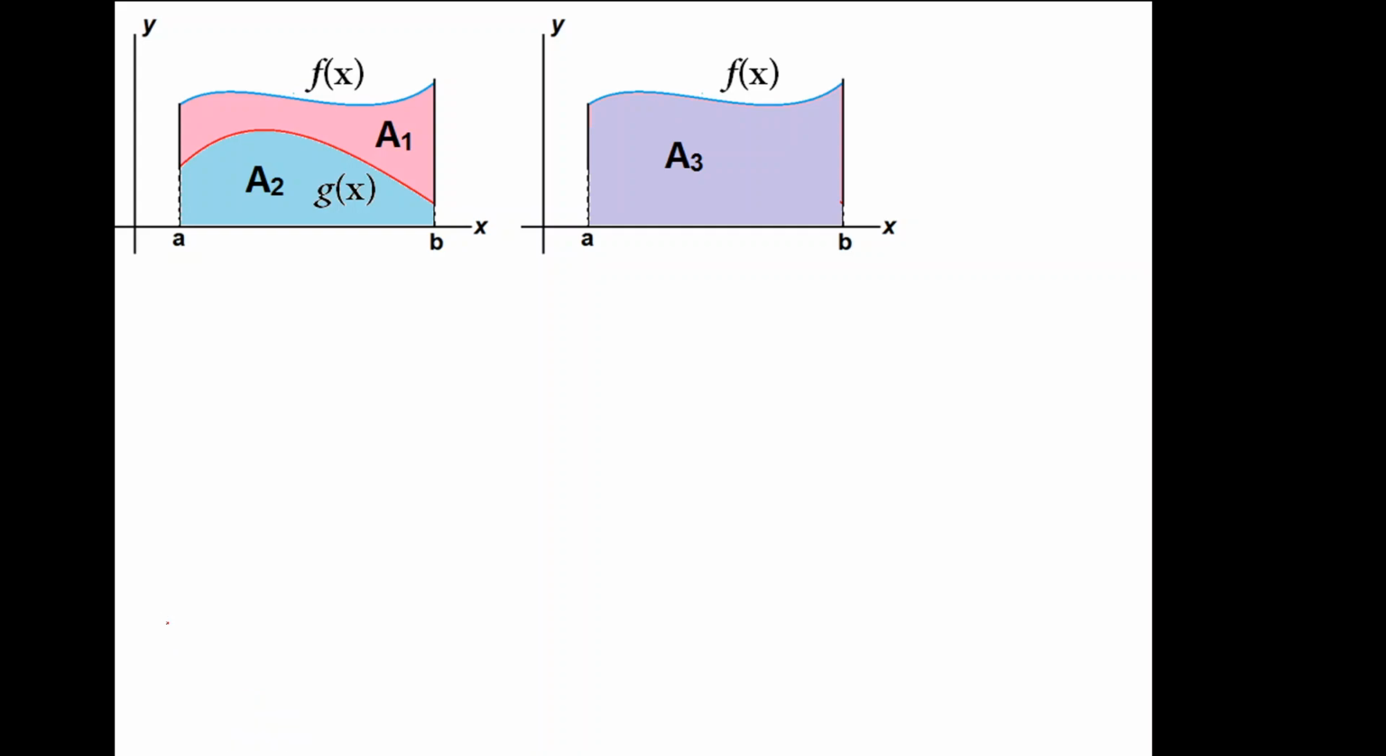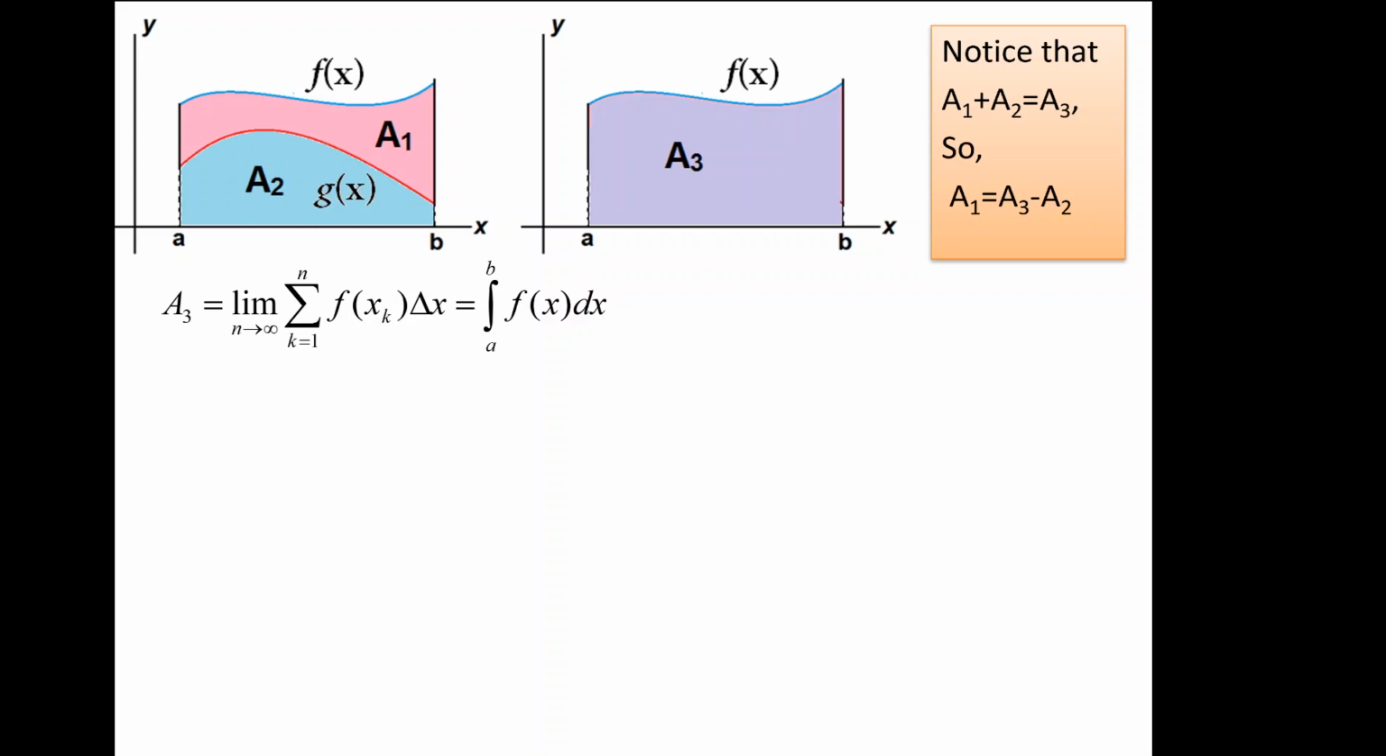So I'm showing here several areas. There's area 3, which is the area underneath f of x. There's area 2, which is the area underneath g of x, and there's area 1, which is the area between f of x and g of x, and it's area 1 that we want to find. Notice that area 1 plus area 2 is going to give you area 3. Well, rearrange that expression. Subtract area 2 from both sides. So the area that we're after, area 1, is equal to area 3 minus area 2.